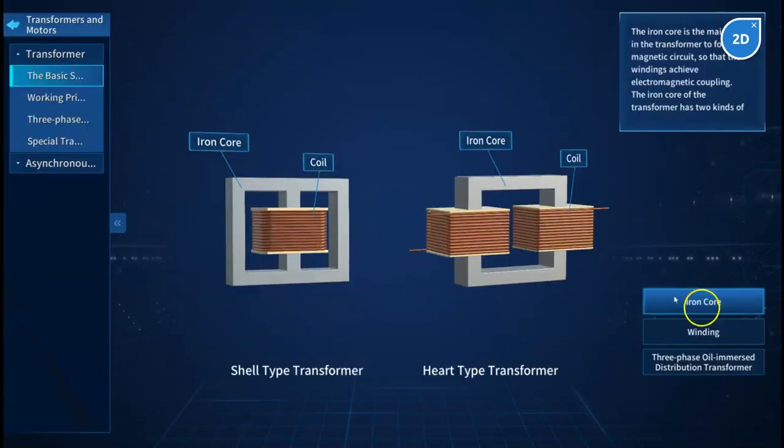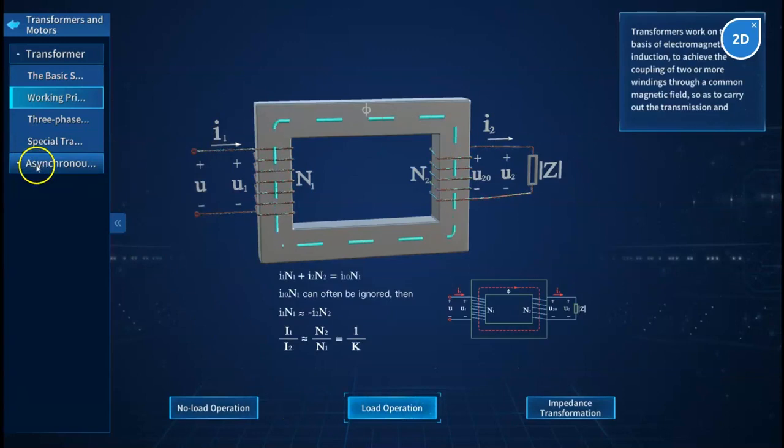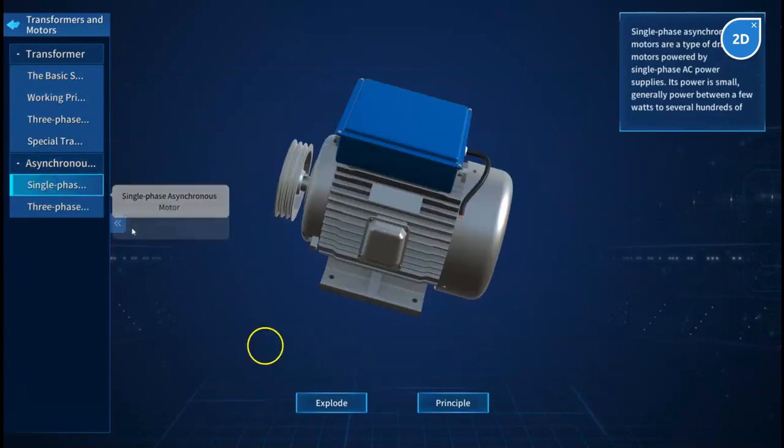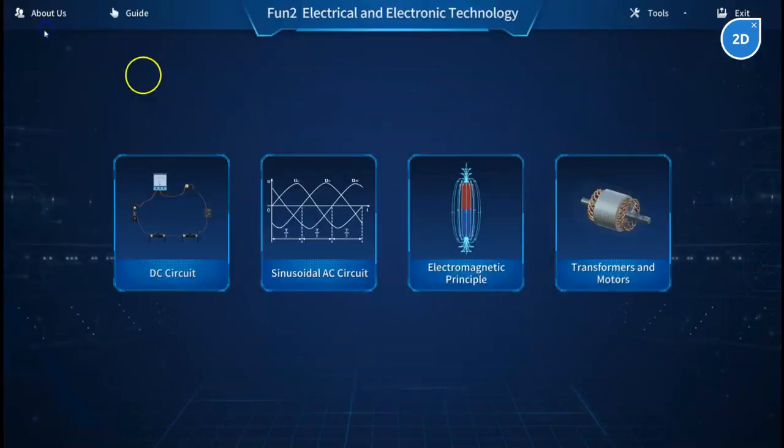Finally, the Transformers and Motors module introduces the basic structure and working principles of the various transformers and asynchronous motors. By creating an immersive learning experience, the electrical and electronic technology application is used to better prepare students to take industry certifications and join the workforce.